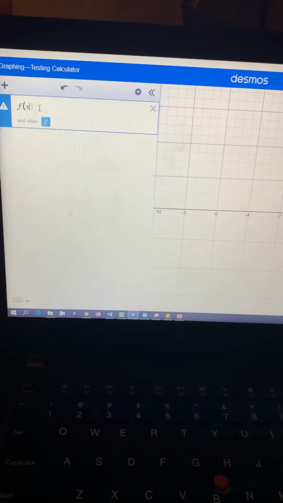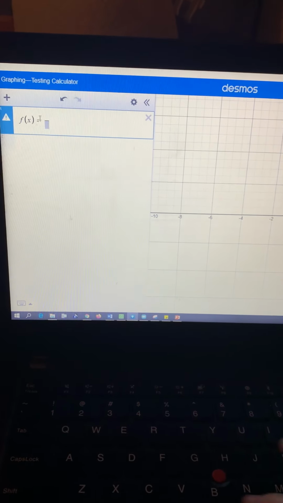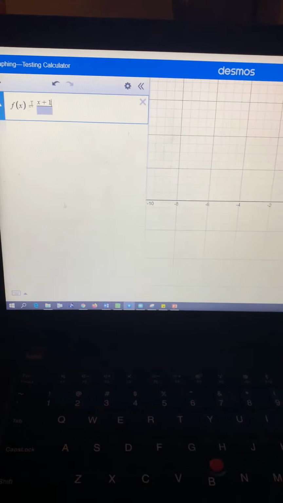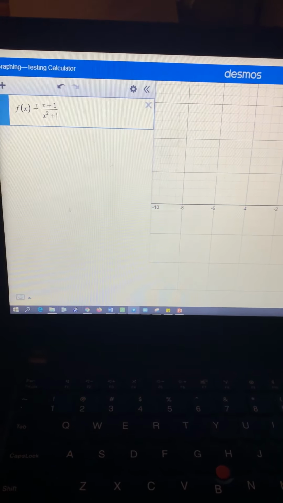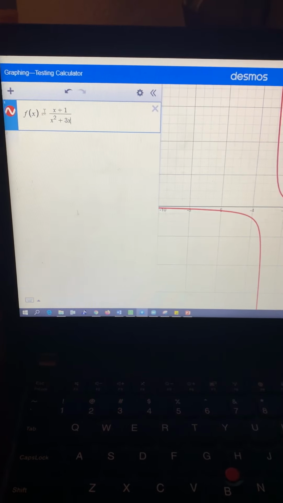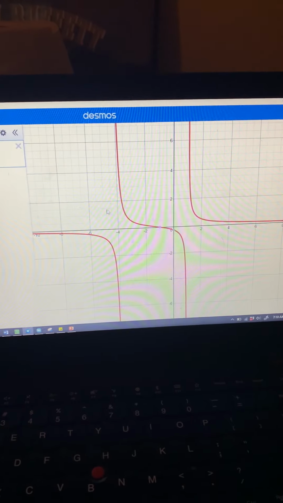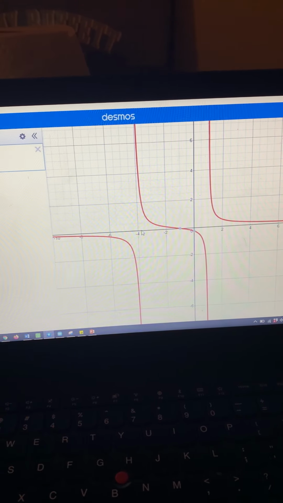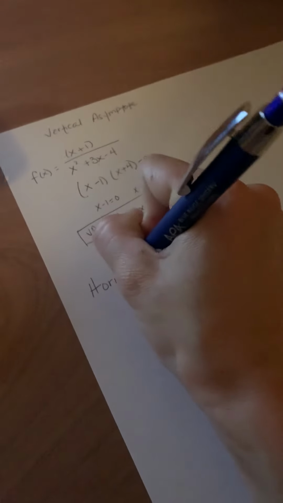When you go to do so, you need to type the division bar first, and then you can type on the bottom and on the top. You will see that this function does have two vertical asymptotes, negative 4 and positive 1. Next, we will look at horizontal asymptotes.